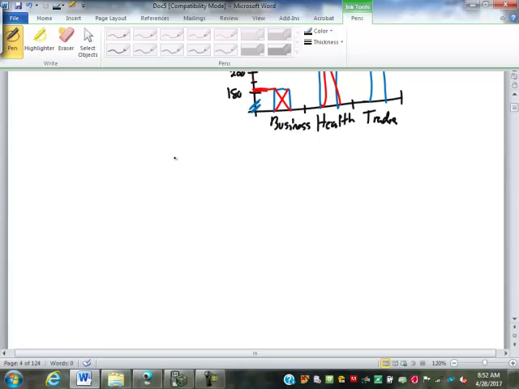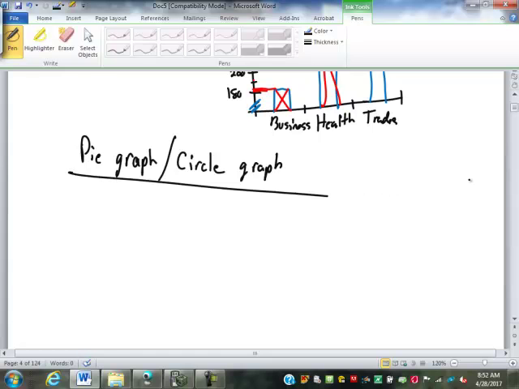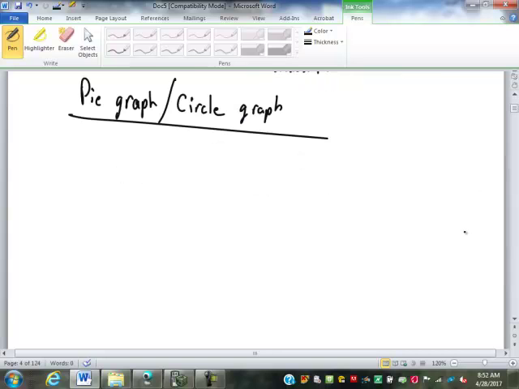Other graphs that are important. You might have a pie graph, pie chart, or circle graph. In a pie graph, pie chart, or a circle graph, really the difference between a pie chart and a circle graph is the type of data that's in it. So we're not going to get too far into that right now. But the structure, the way they work, is pretty much the same.